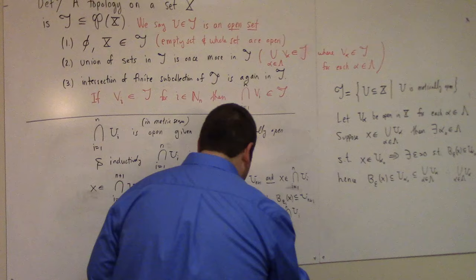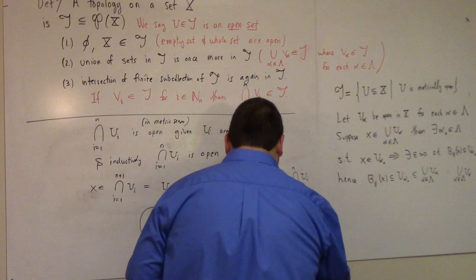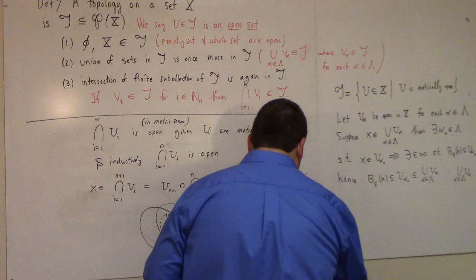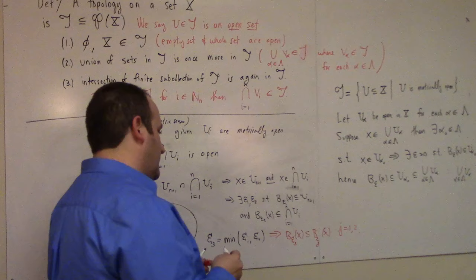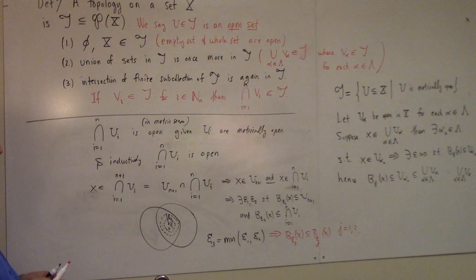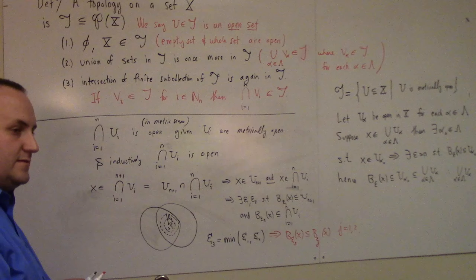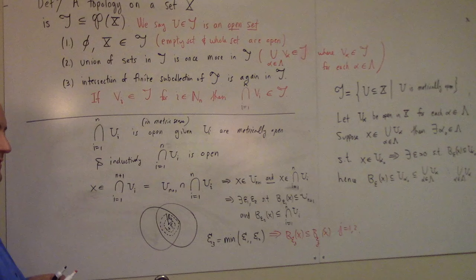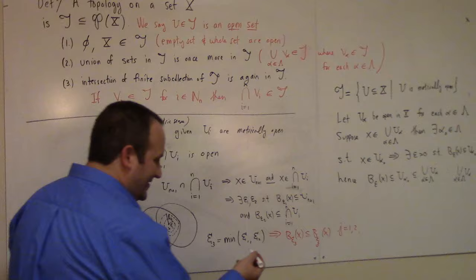That should imply what? That the ball of epsilon 3 will be a subset of both of those, which are in turn subsets. Therefore, B epsilon 3 is a subset of both U sub N plus 1 and the intersection from 1 to N. Consequently, that's an open set around X in the intersection of the N plus 1 sets. Consequently, the N plus 1 fold intersection is open. So the only thing we haven't proved is this little thing I wrote in red.